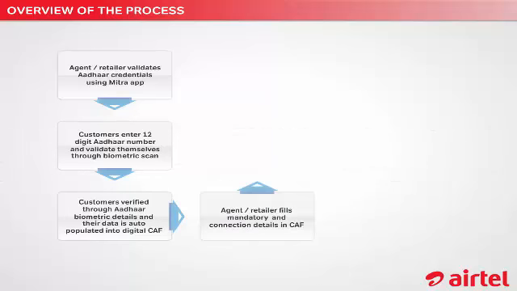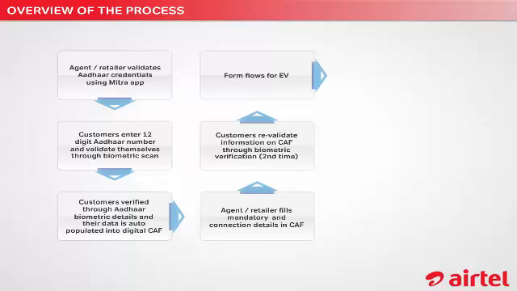Agent or retailer then fills the remaining mandatory fields and SIM details in the CAF. The customers revalidate the information on the CAF by undergoing a biometric verification for the second time. After this, the form flows for employee verification or EV. On successful verification, the customer's connection is activated. All of this happens in a matter of minutes.